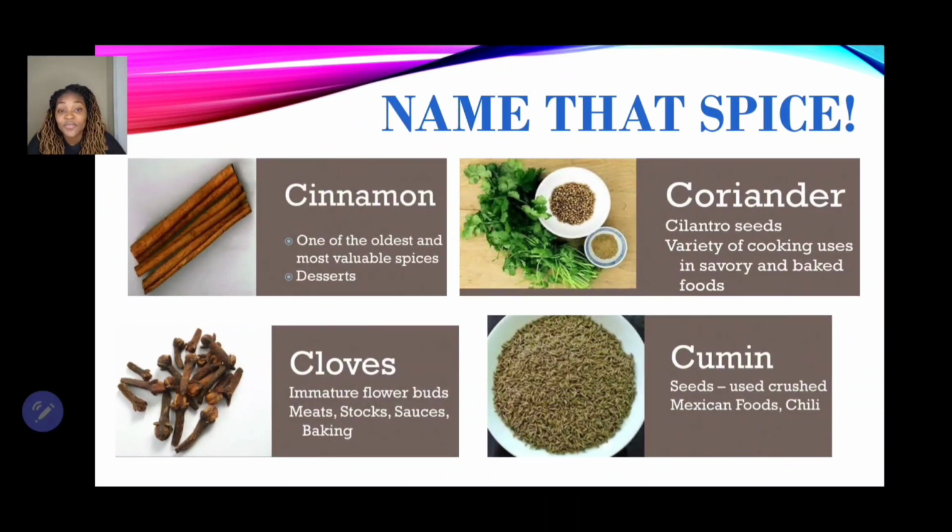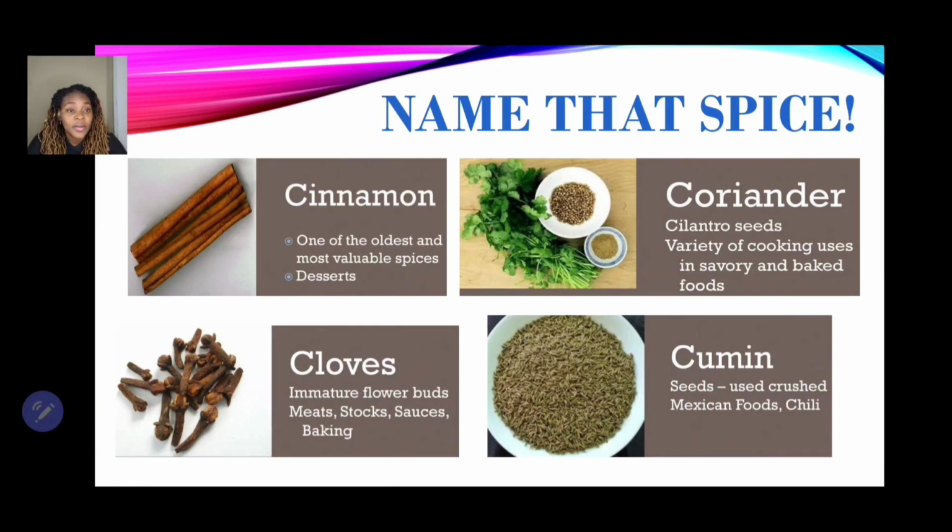Good, and these may be familiar to you as well. Some may or some may not, as I said before, depending on the country or the region that you are from, right? So as it relates to cinnamon, it is one of the oldest and most valuable spices, and it is used for what? Dessert items. Good. It is used in making porridges as well. Good. There's also cloves, which are immature flower buds that are used on meats, stocks, sauces, and also for baking.